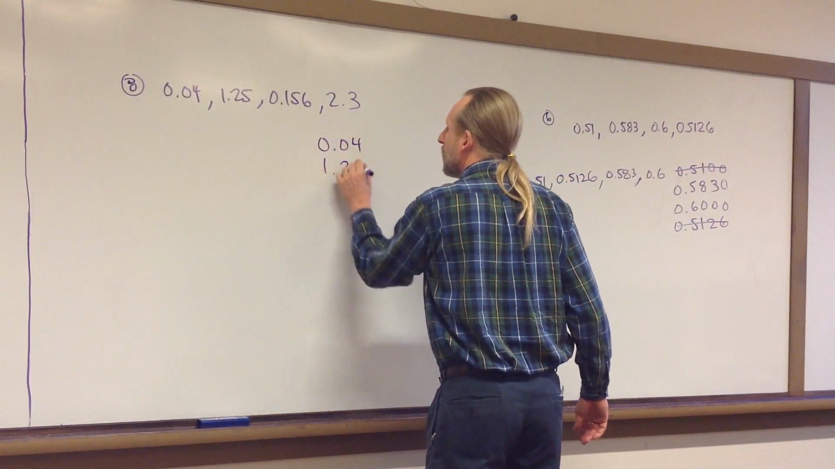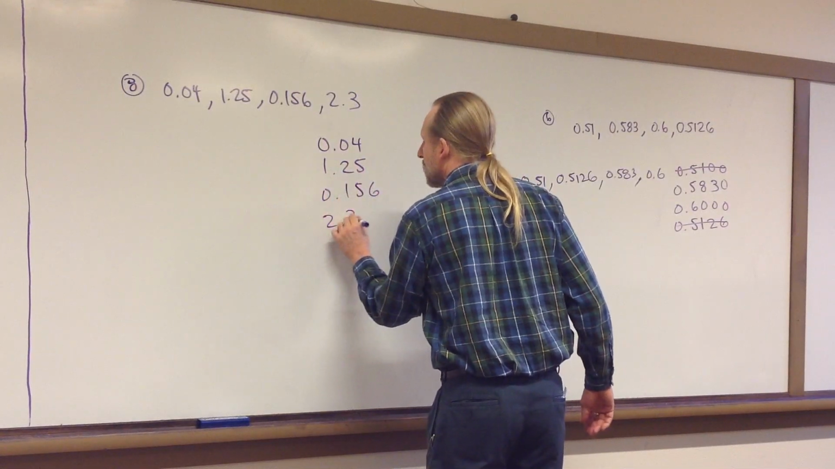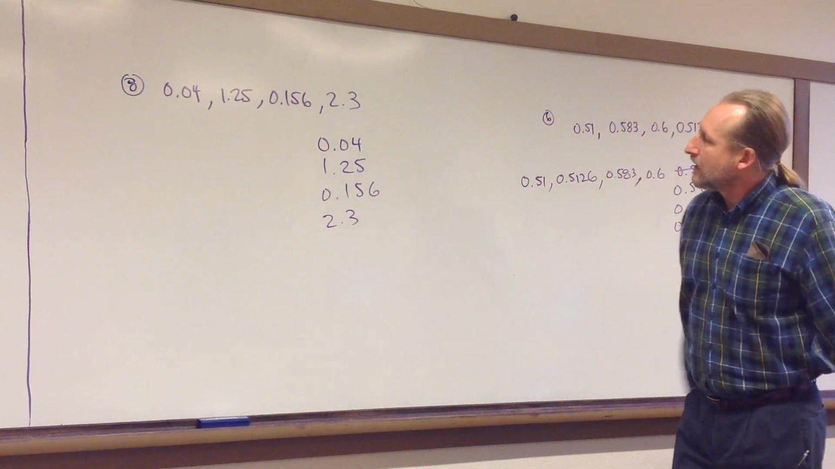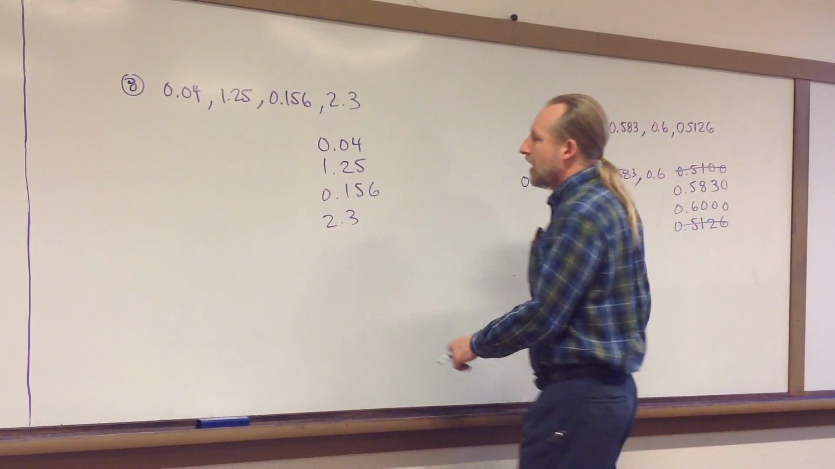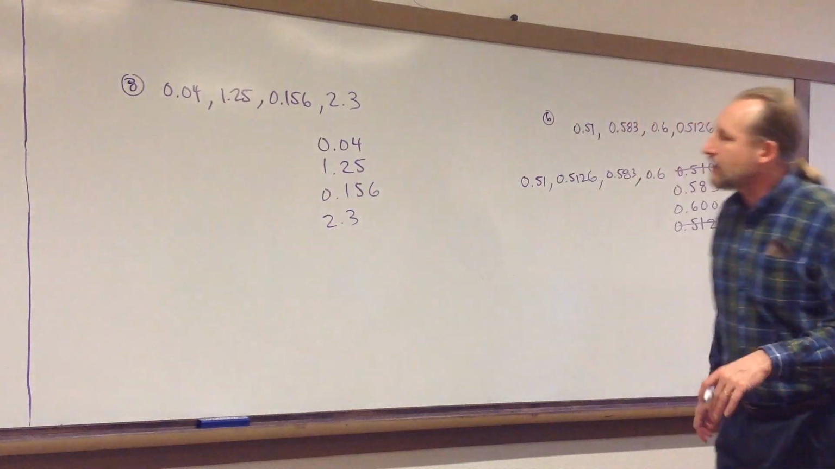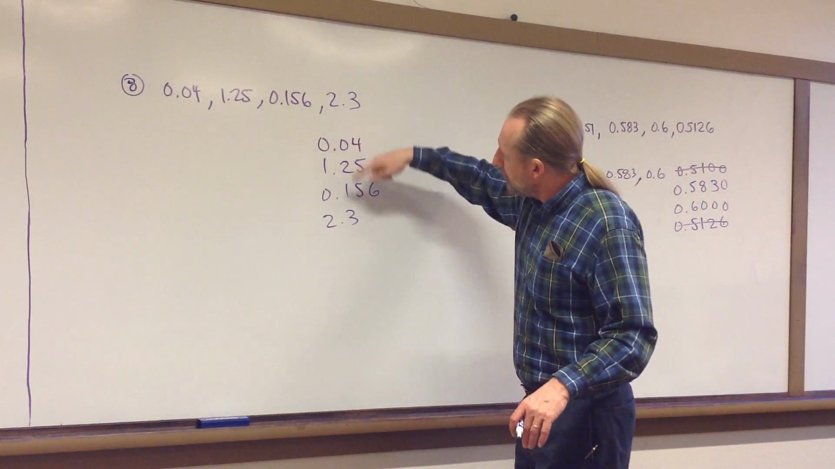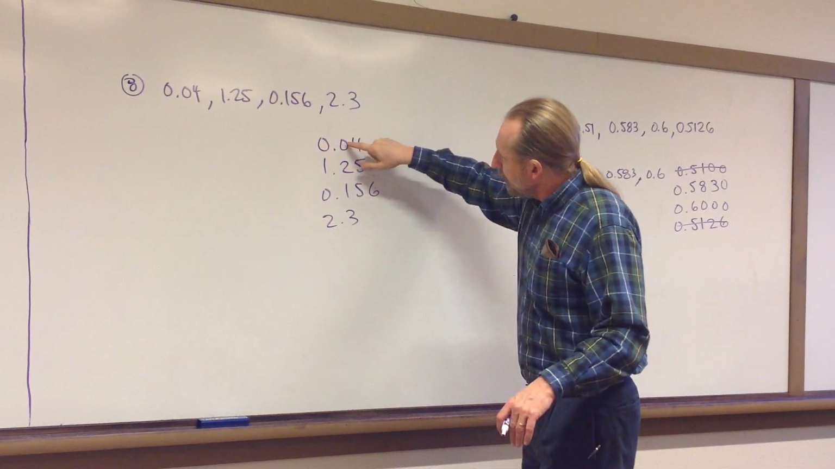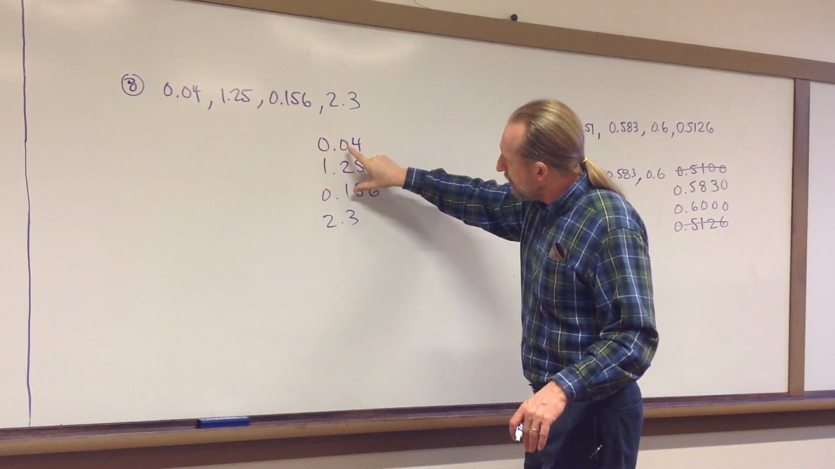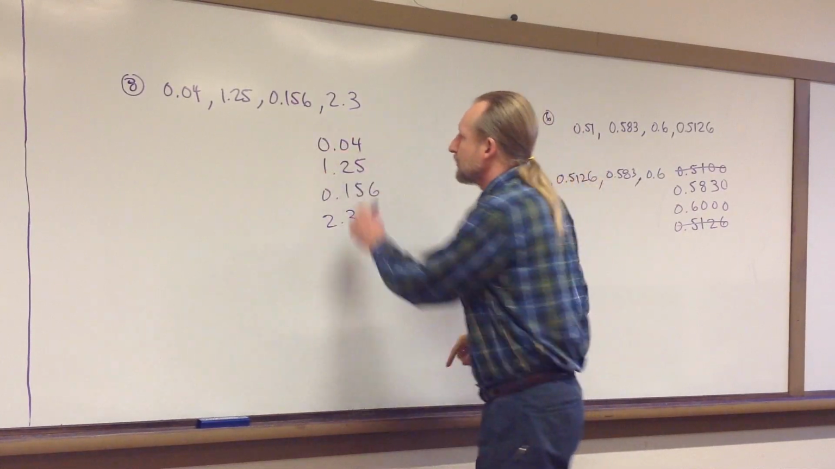0.04, 1.25, 0.156, 2.3. Okay, so here's the biggest one because it's got a 2 in the ones place. Now, I'll do this one without adding the zeros. So these two are the smallest ones because they've got zeros in the ones place. And now let's look at the next place value over. In the tenths place, this has a 1, this has a 0.